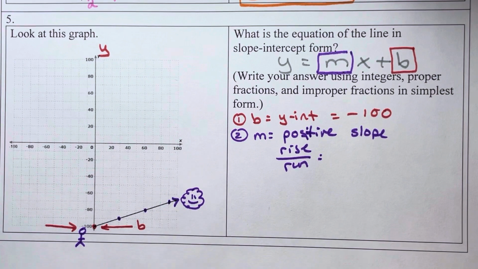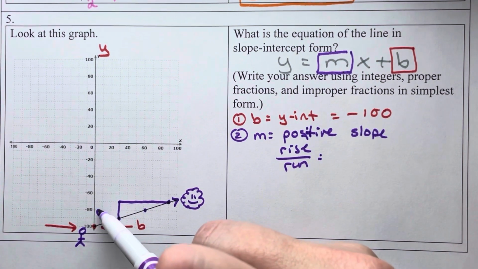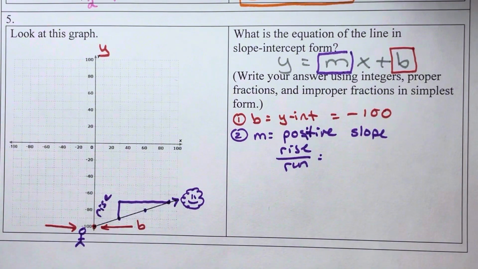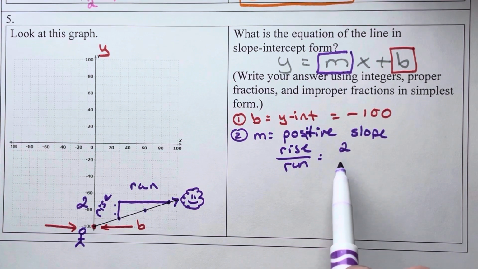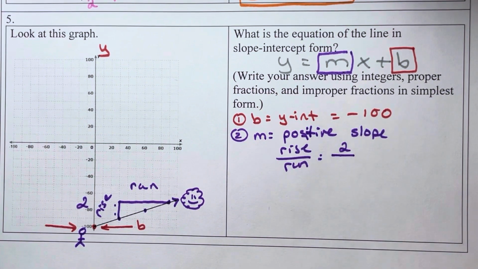So let's go do this. We can pick any two. Here's another clean coordinate point. Why not use one that's not on the y-intercept? Why not? Just for something different. So our rise is vertical. Our run is horizontal. And we see that our rise is all of 2 units. And we don't have to worry about a minus in this example, as our slope is positive. And our run is 1, 2, 3, 4, 5, 6 units.